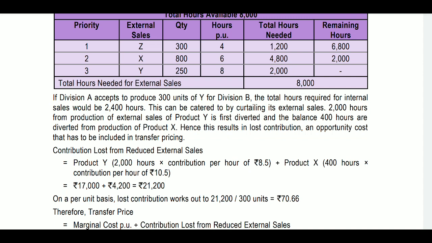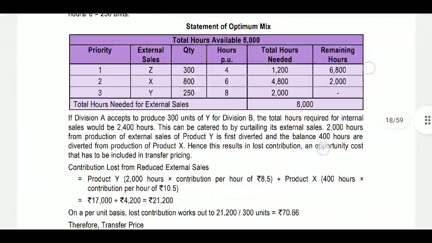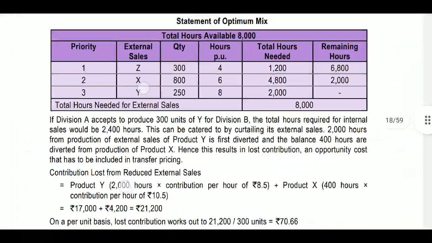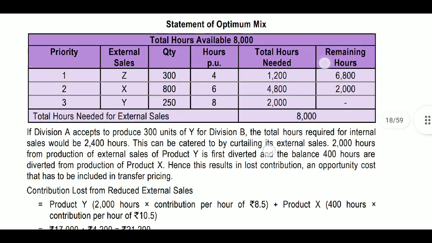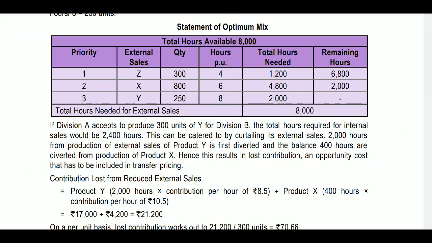So if we accept this for division B, then we will lose our opportunity cost of the outside. That is 2000 hours for production for the external source. We have only 2000 hours, but they want 2400 hours. So for 2000 hours we will use Y, and for 400 hours we will go for X sales time, so we will calculate the X sale opportunity cost.